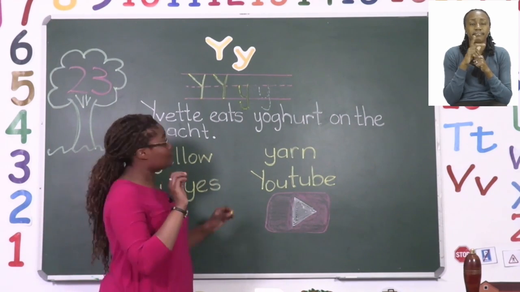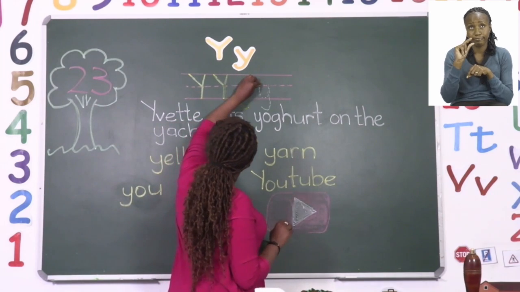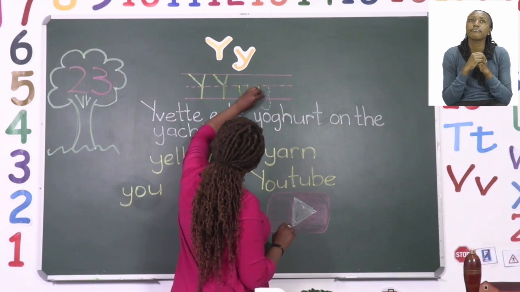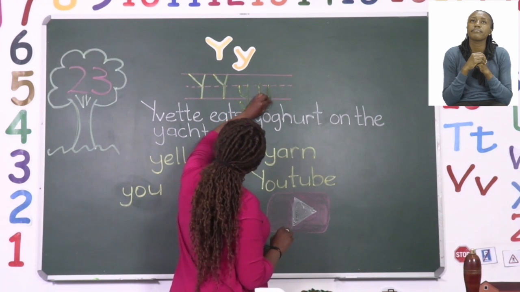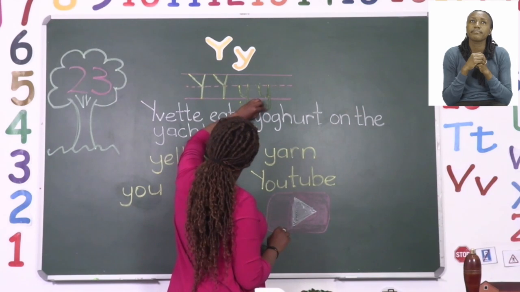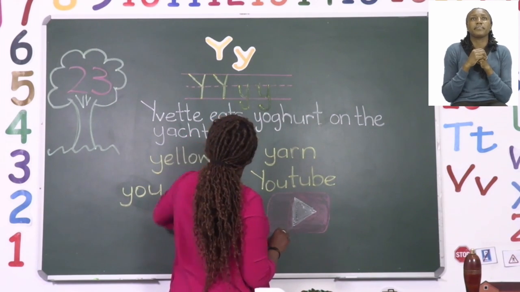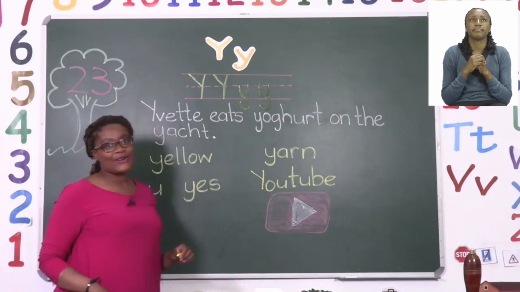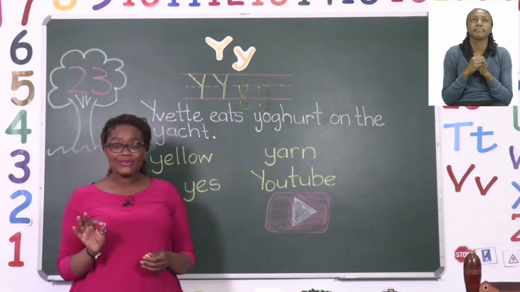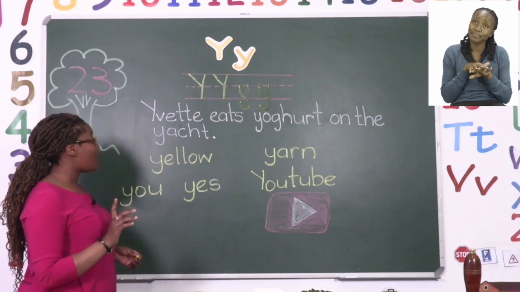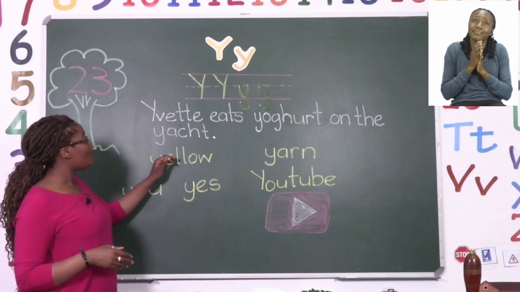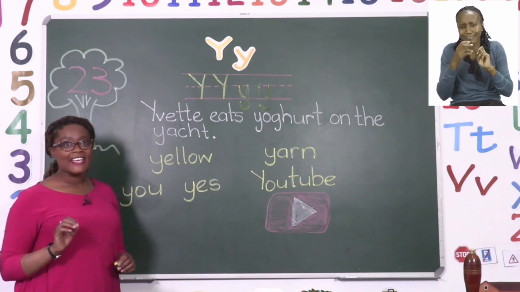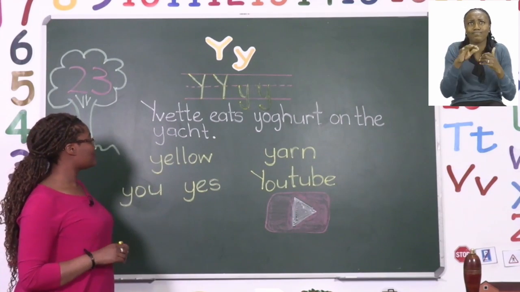Now, let's try it again. We're going to start and we go down, round, touching the bottom, up, touching the dotted line, and then past the bottom line. There we go. So take your time when you're doing this one, and then after that, I want you to try and look with me for all the letters that start with Y in the sentence.